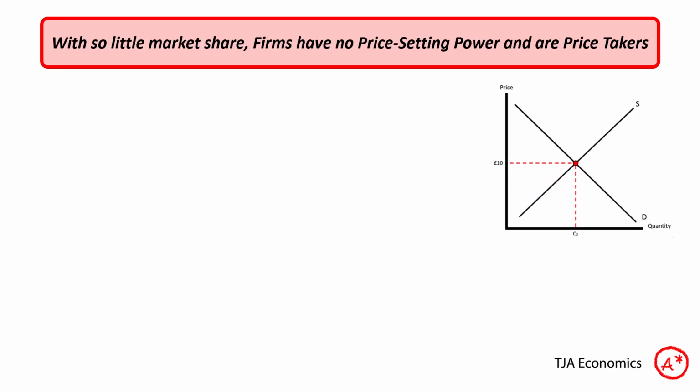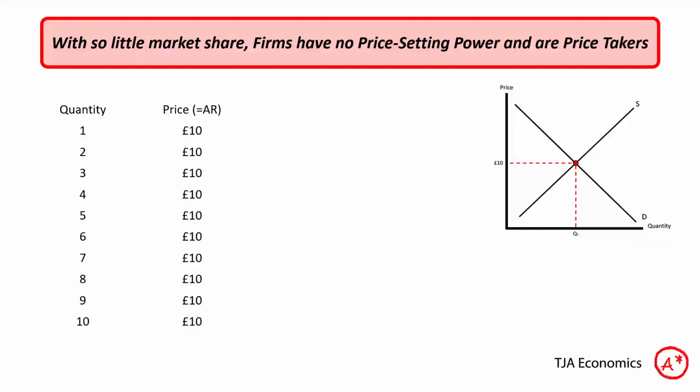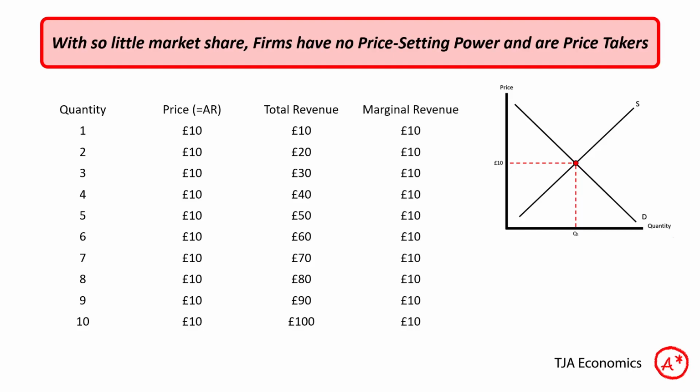And so we can take that market price, and as you can see, because I'm a price taker, my price is £10. No matter what quantity I sell, my price is always £10, or my average revenue is always £10. That means that my total revenue will go up in units of 10 because every single unit sells for the same price. And that means that my marginal revenue is always 10 too. You can see the second unit adds £10 to my total revenue. So does the fifth, so does the seventh, so does the 10th. They all add £10 to my total revenue. So my marginal revenue and my average revenue are always £10.